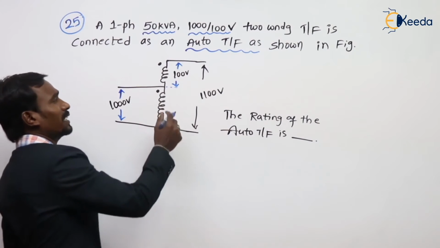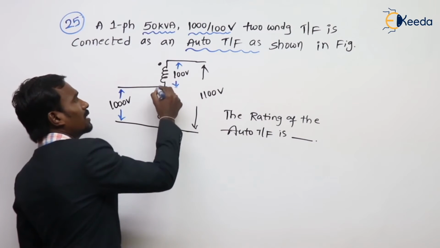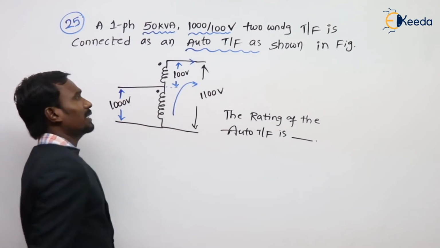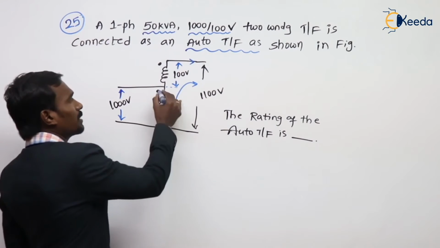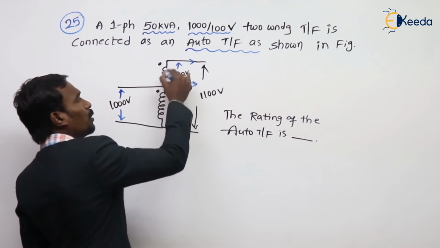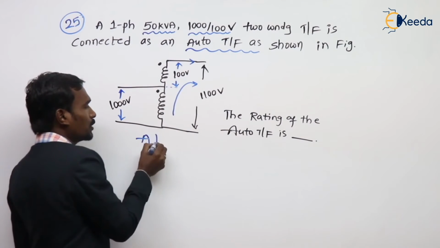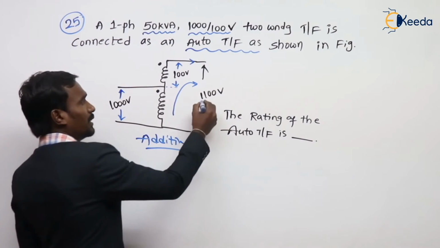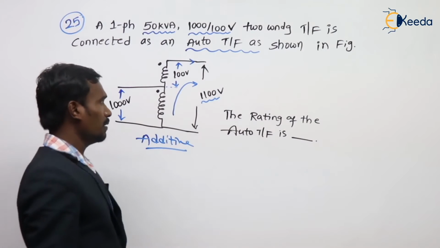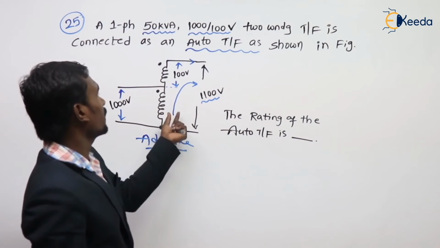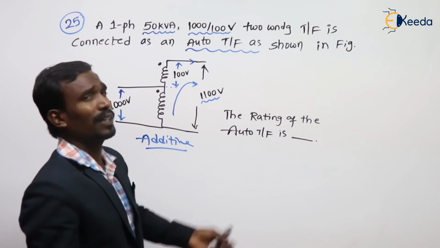These two are connected. See, these are the dot notations. For example, the current is like this. If the current is like this, tell me, this is leaving from the coil and here also leaving from the coil. Both are leaving, nothing but additive polarity. That's why here they gave 1100 volts. Now they are asking what is the rating of the auto transformer.